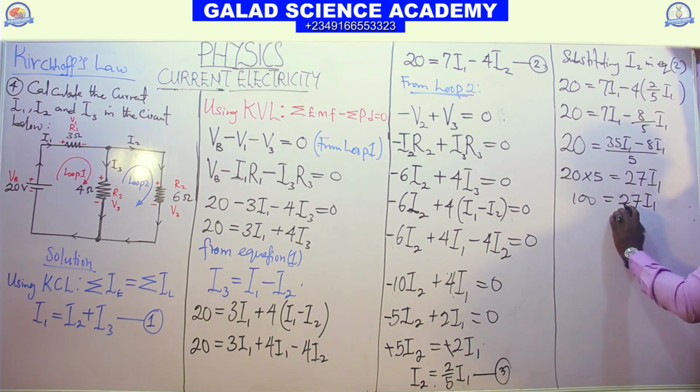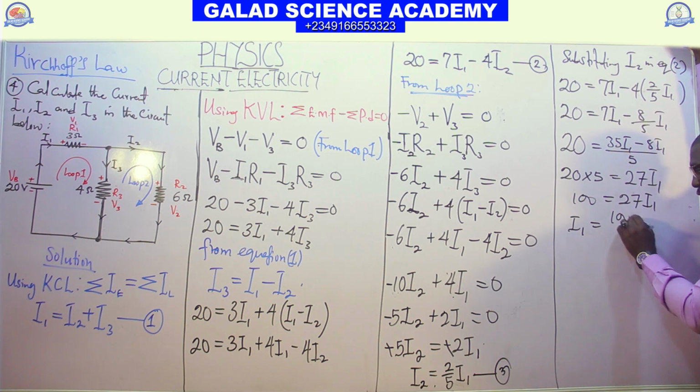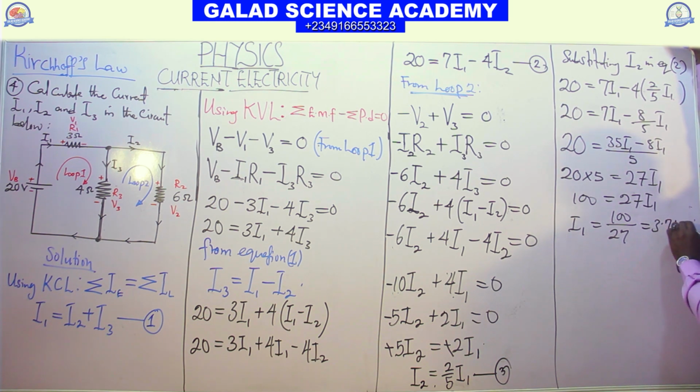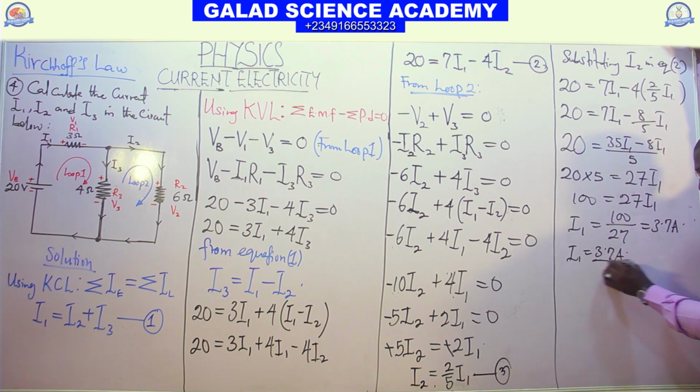I1. So divide both by 27. We have I1 equal to 100 over 27, which is 3.7 ampere. So the I1 is 3.7 ampere.